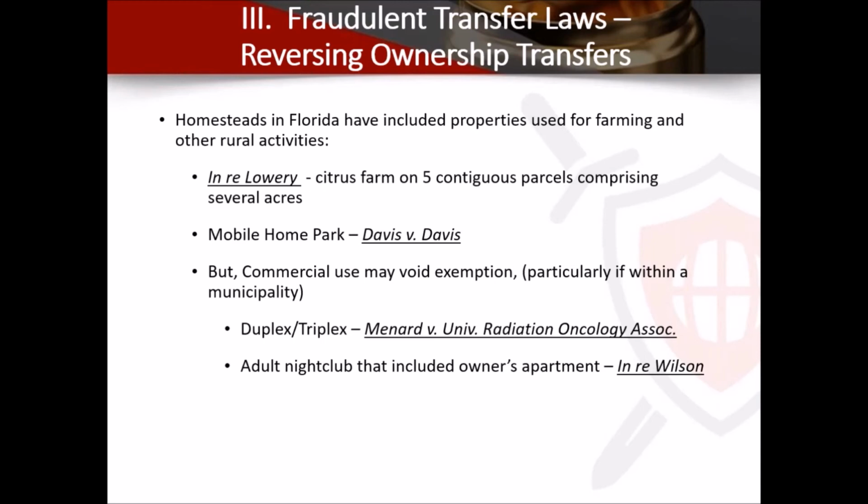In Florida, the homestead is wildly protected. If you live on the property, the courts have said it's your farm next to your house, it's a mobile home park, it's the duplex, it's the whole thing. They have limited it. I mean, they had a guy with a nightclub. They didn't include that, but it's pretty broad.